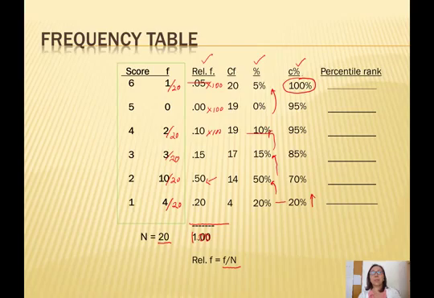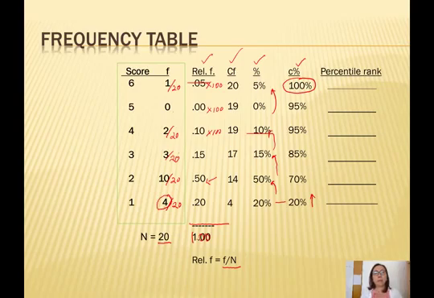Now there's a column that we skipped, and that's the CF column. C stands for cumulative, just like the cumulative percent, and F, which we know is frequency. So this column, CF, is cumulative frequency. And in the same way that we accumulate the percents from the bottom to the top, cumulative frequency takes the frequency column and adds from the bottom to the top.